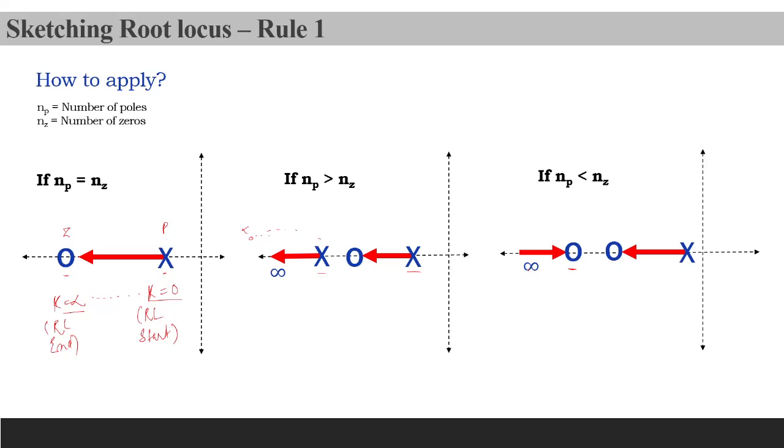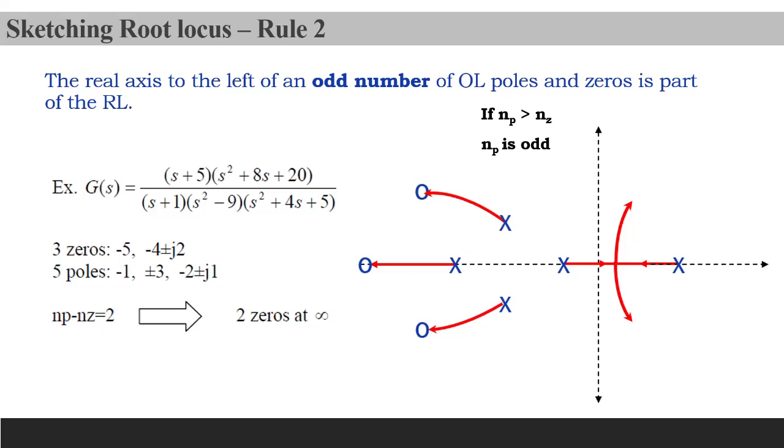So this was our rule number 1, and that's it for rule number 1. Now we'll move ahead to rule number 2, and let's see what's there for us. Rule number 2 says that the real axis to the left of an odd number of open loop poles and zeros is part of the root locus. So do not get confused by the complexity on the slide. It's quite simple: whenever you have an odd number of open loop poles and zeros.